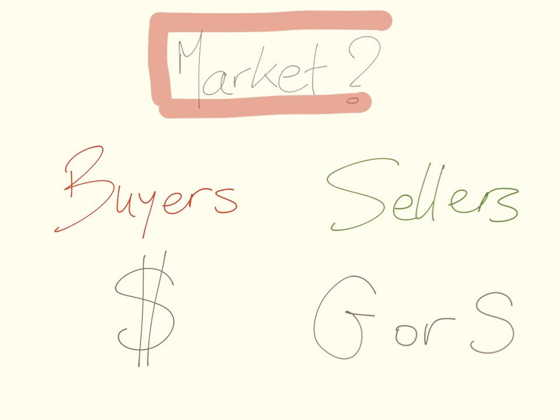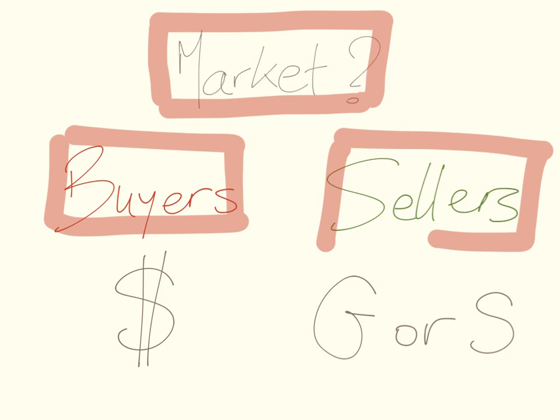What is a market? Well, basically a market is a place where buyers and sellers meet. The sellers have a specific good or service that they want to sell, and the buyers have money. So a market is a place where buyers and sellers meet to exchange goods or services for money.